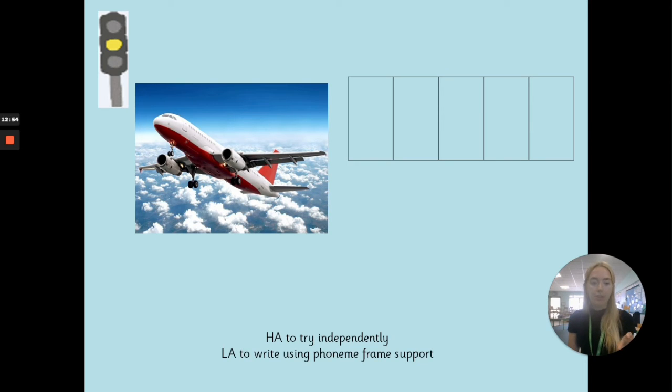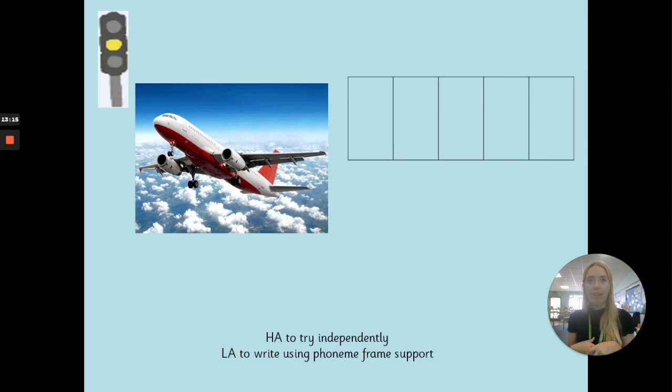Now this could be done on whiteboards, or you could have phoneme frames laminated for your lower able or your bottom 20 to use, or you might want to do the first 2 perhaps off your writing mat. Okay, so then you would model how to do it. You might want to use robot arms first.